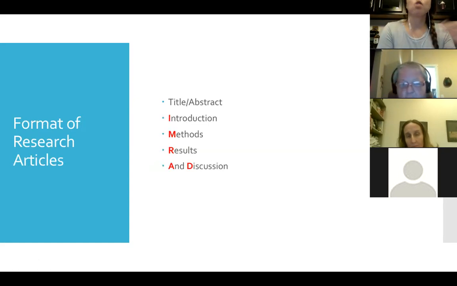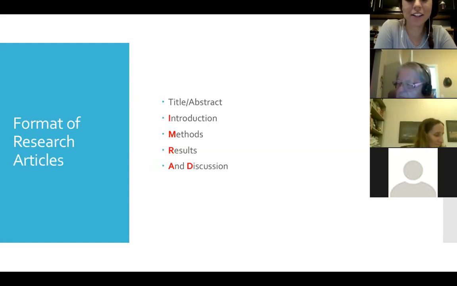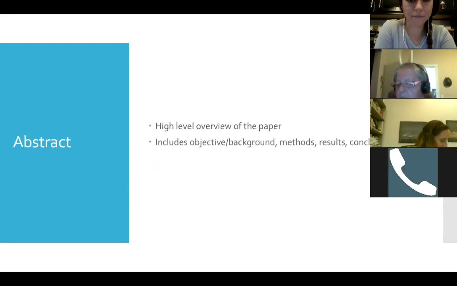So if you're ever wondering how to remember the flow of research, you can use this acronym I'M RAD, and it really helps. Sometimes, and we'll get into this in a few moments as well, there is also a conclusion, and sometimes it's hard to differentiate the discussion from the conclusion, but we'll get into that.